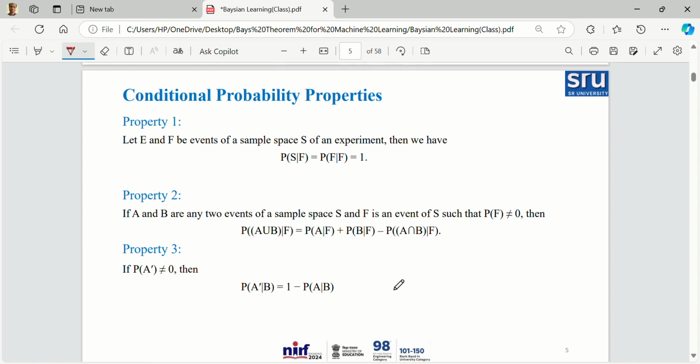Now for the complement case, if probability of A complement is not equal to 0, then probability of A complement given B is equal to 1 minus probability of A given B. So only B is the change, otherwise it is the same as probability of A complement equal to 1 minus probability of A.